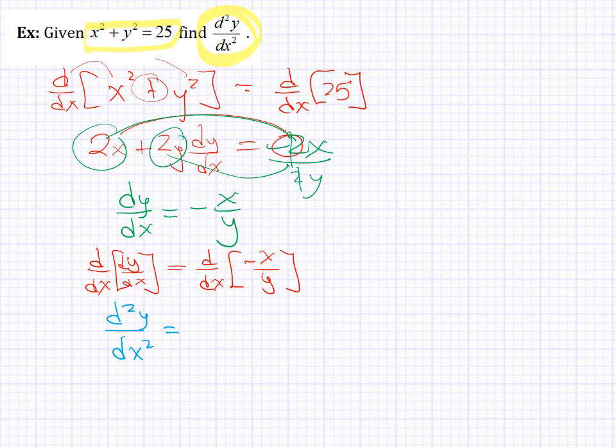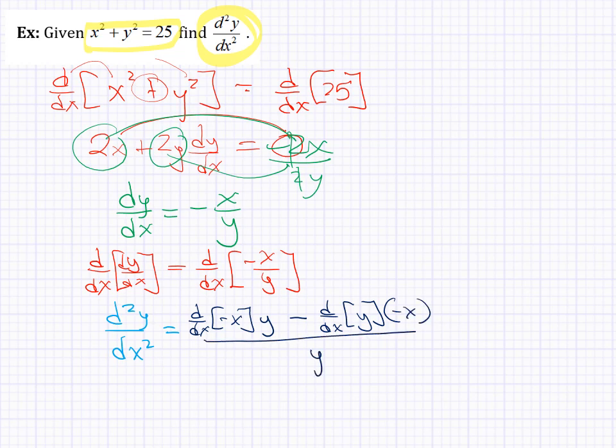And on the right-hand side, well, I have to take the derivative of this quotient, therefore using the quotient rule. So if I was to use the quotient rule, I would take the derivative with respect to x of the numerator times the denominator minus the derivative with respect to x of the denominator times the numerator all over the denominator squared. That's your quotient rule.